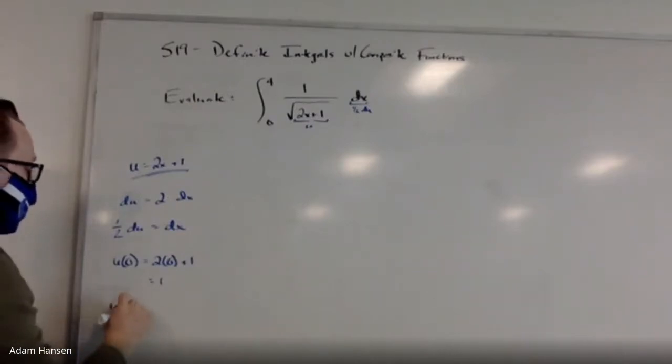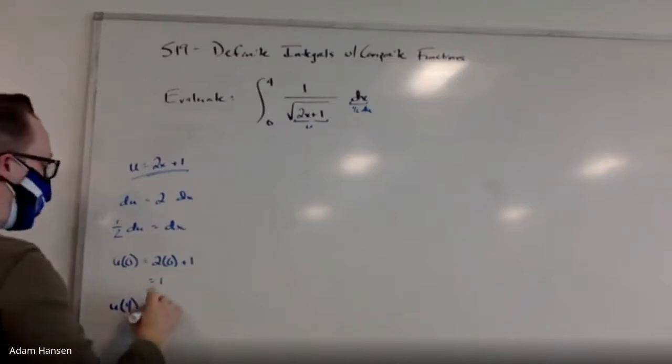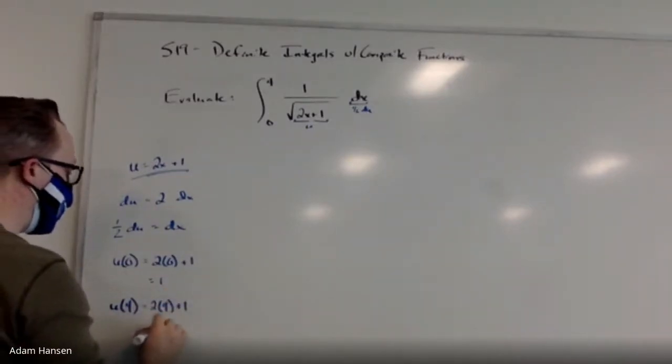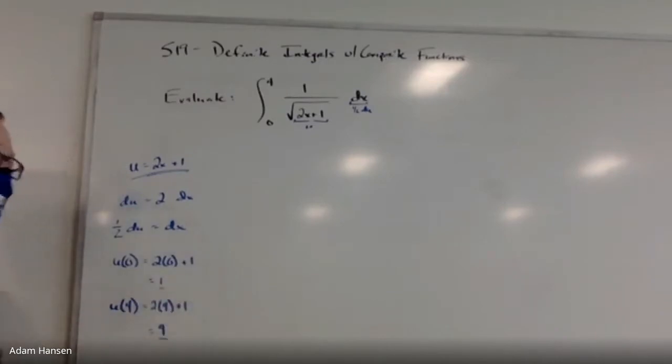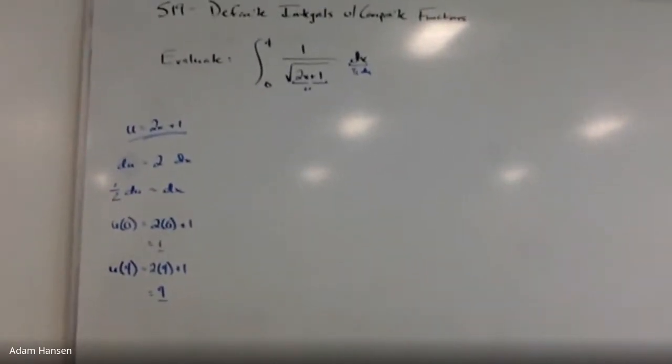Same thing with the 4. 2 times 4 plus 1, 8 plus 1, or 9. It's going to work a lot better if I also evaluate and substitute my a and b, upper and lower bounds, to also be in terms of u, just like I do with the rest of the expression. Does that make sense? So I've set everything up so far?